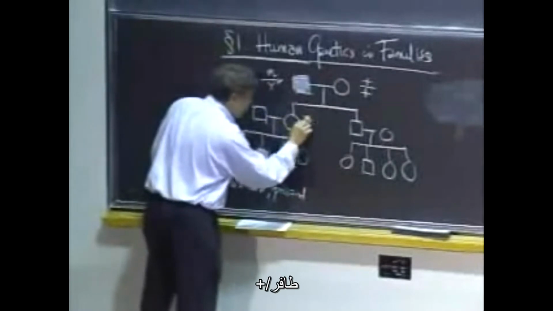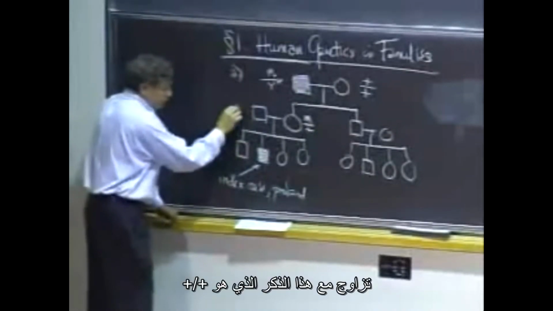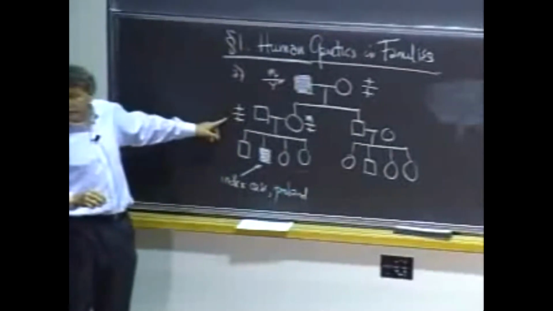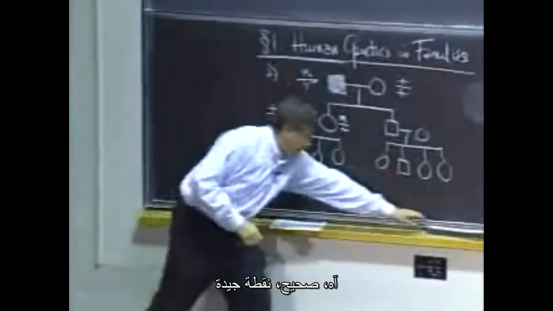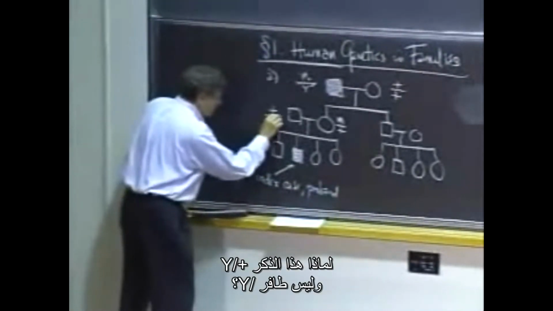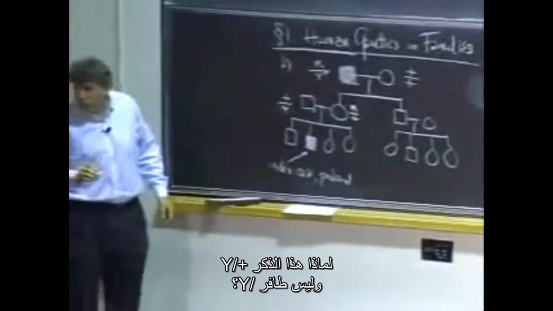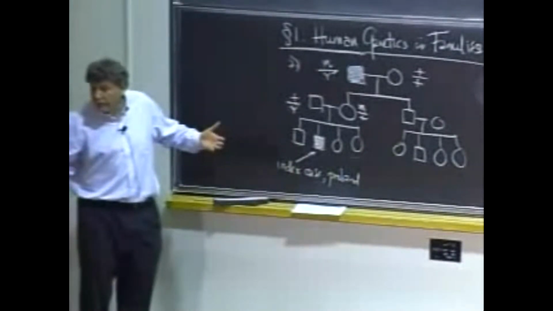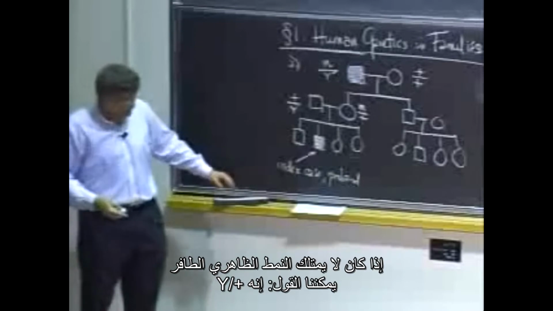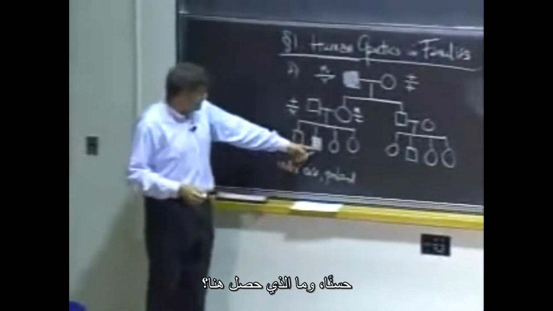So mutant over plus, you mate to this male who is plus over plus. Why is that male plus over plus? Oh, right, good point. It's not plus over plus, it's plus over Y. Why is that male plus over Y as opposed to mutant over Y? He'd have the mutant phenotype, so he doesn't have the mutant phenotype, so we can infer he's plus over Y. Okay, and then what happens here?